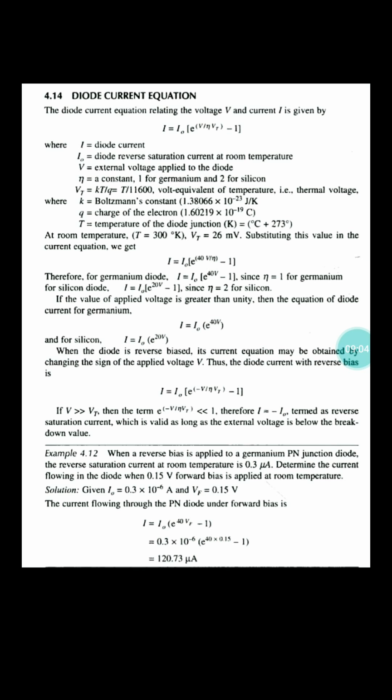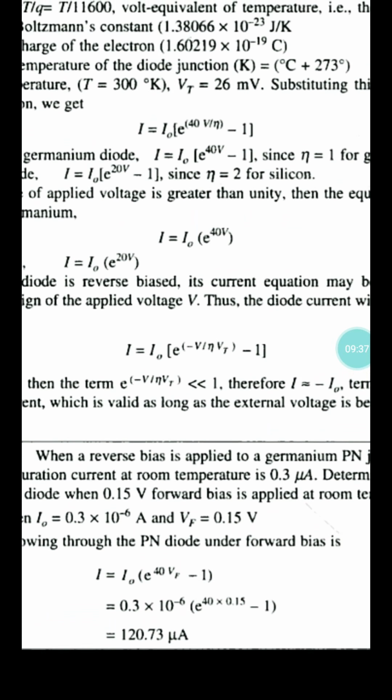Okay, see here, one more problem, so you can understand the total concept. When a reverse bias is applied to the germanium PN junction diode, the reverse saturation current at room temperature is 0.3 microamperes. Determine the current flowing in the diode when 0.15 volts forward bias is applied at room temperature. See here, what is the question? It simply asks: what is the diode current equation?